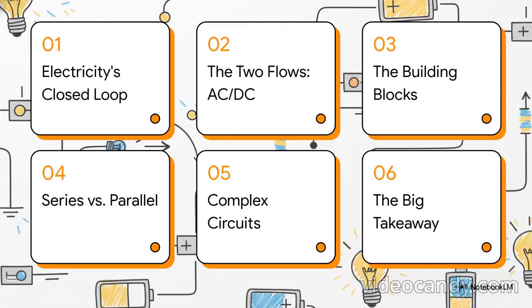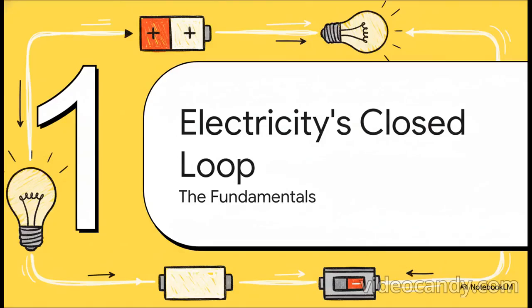All right, so here's our game plan for today. We're going to start with the basics of that closed loop, then talk about the two main ways electricity flows, AC and DC. After that, we'll meet the key building blocks, see how they connect in series versus parallel, combine them into more complex circuits, and then wrap it all up with why this stuff really matters. Okay, let's dive right in. First up, that closed loop.